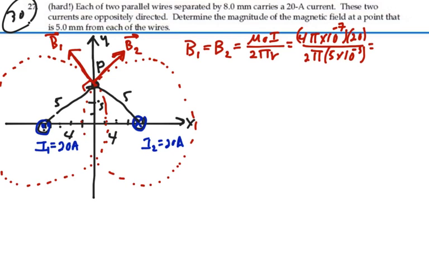So what does that give us? Let me go ahead and do this. The 4 pi divided by 2 pi will give me 2. So I have 4 times 10 to the minus 6 divided by 5 times 10 to the minus 3. And that gives me 8 times 10 to the minus 4 Tesla. So each of these magnetic fields is 8 times 10 to the minus 4 Tesla to begin with. Okay. We have to worry about these components.